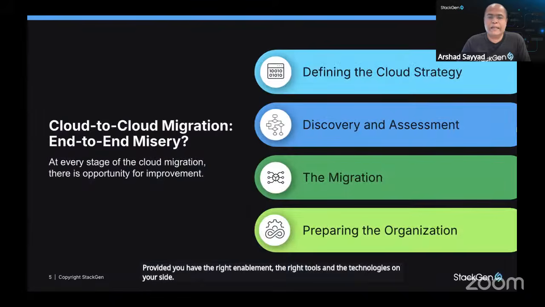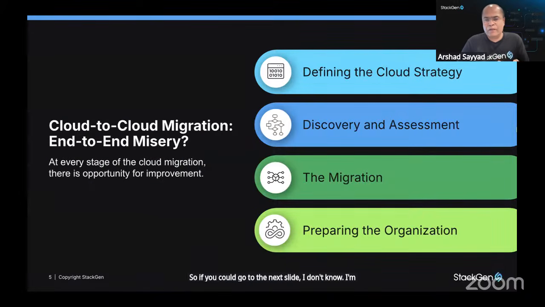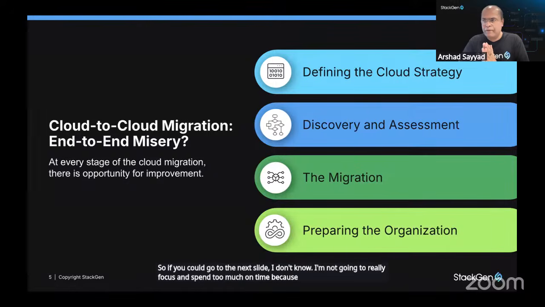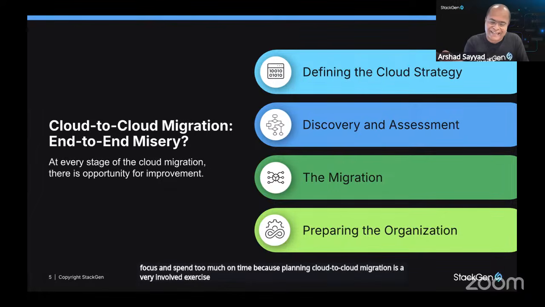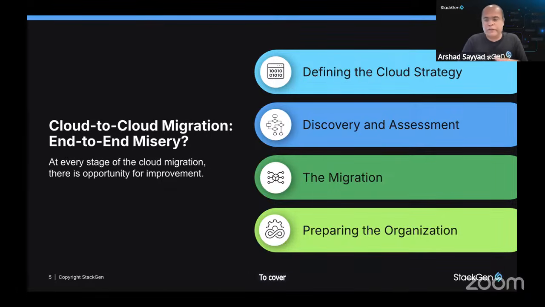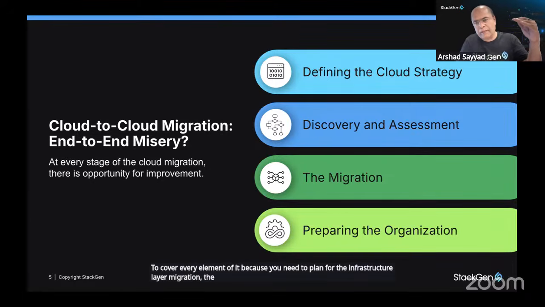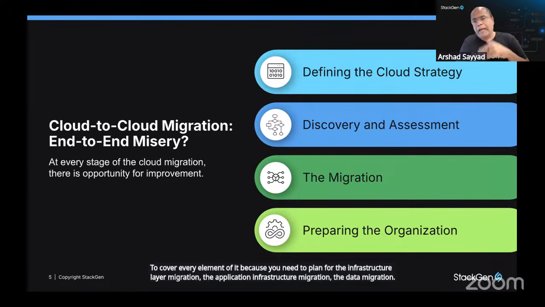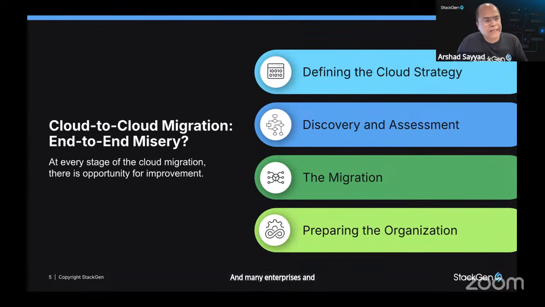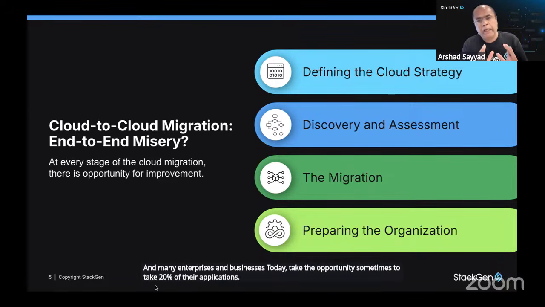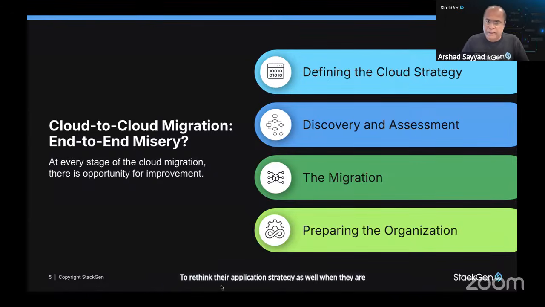So if you could go to the next slide. I'm not going to spend too much time here because planning cloud to cloud migration is a very involved exercise. This is too simplistic a slide to cover every element of it, because you need to plan for the infrastructure layer migration, the application infrastructure migration, the data migration. And many enterprises and businesses today take the opportunity to take 20% of their applications and re-engineer them, because they feel this is the right time to rethink their application strategy as well when they are moving from one cloud to the other cloud.